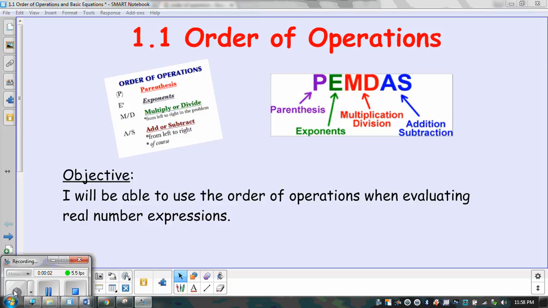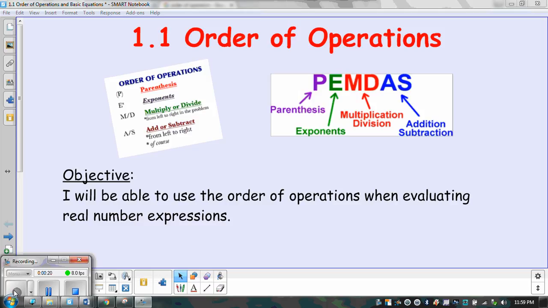Welcome to the exciting world of Algebra 1-2. Today we begin with your first lesson of the year. Order of operations is something you have had experience with prior to this year. However, we do need to make sure everybody is on the same page before we get going this year.